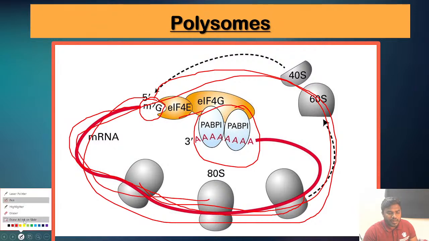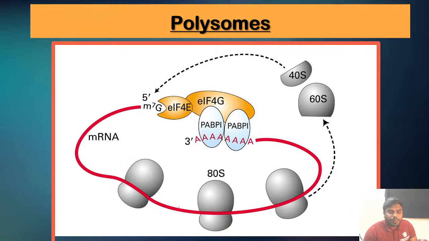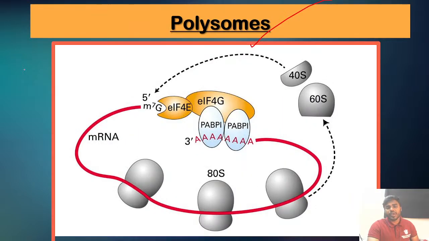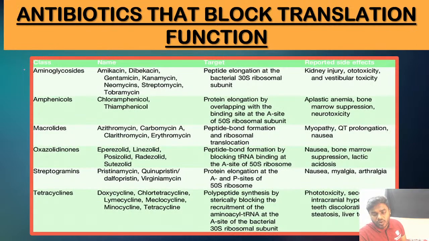So like this, friends, mRNA is only one. Multiple ribosomes will be added continuously. This is what we call polysomes. And polysomes are never found where, friends? In prokaryotes. So friends, this is about the complete process of translation in prokaryotic organisms as well as eukaryotic organisms. Kindly don't forget it.